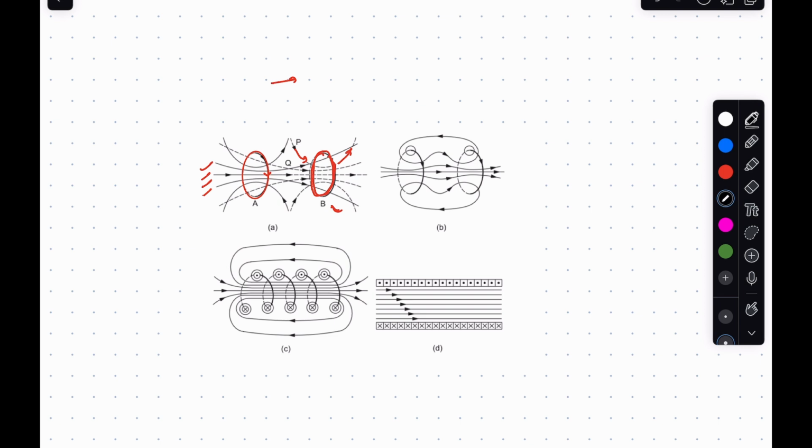Let's take 2 points. For example, if I take a point here and here, they have named them P and Q. So if I take point P, look at point P. For loop 1, the magnetic field lines will be in the upward direction, right? For loop 2, the magnetic field will be in the downward direction. So will they try to cancel out? Yes. At point P, the magnetic field lines will be opposite.